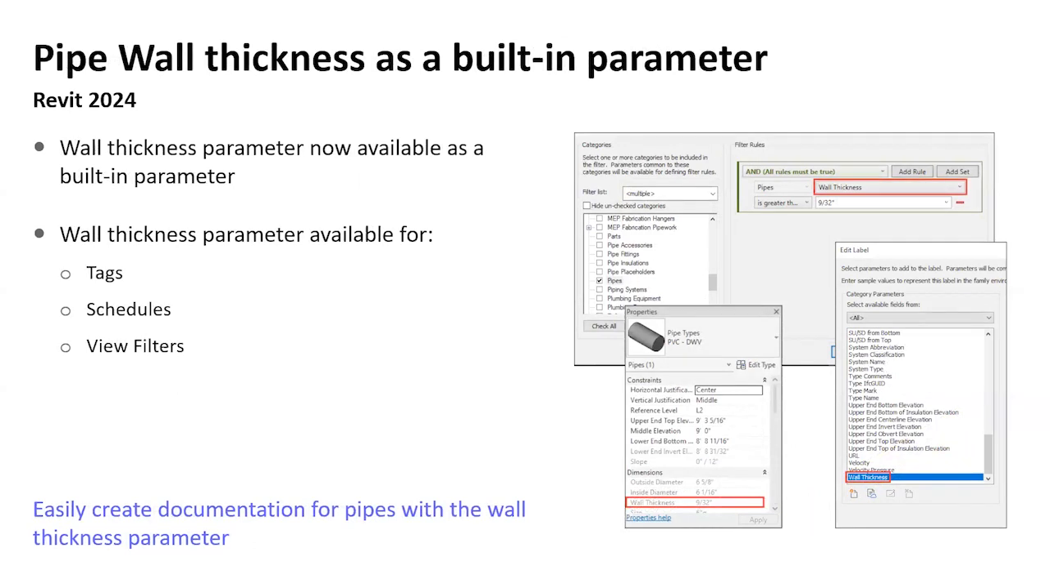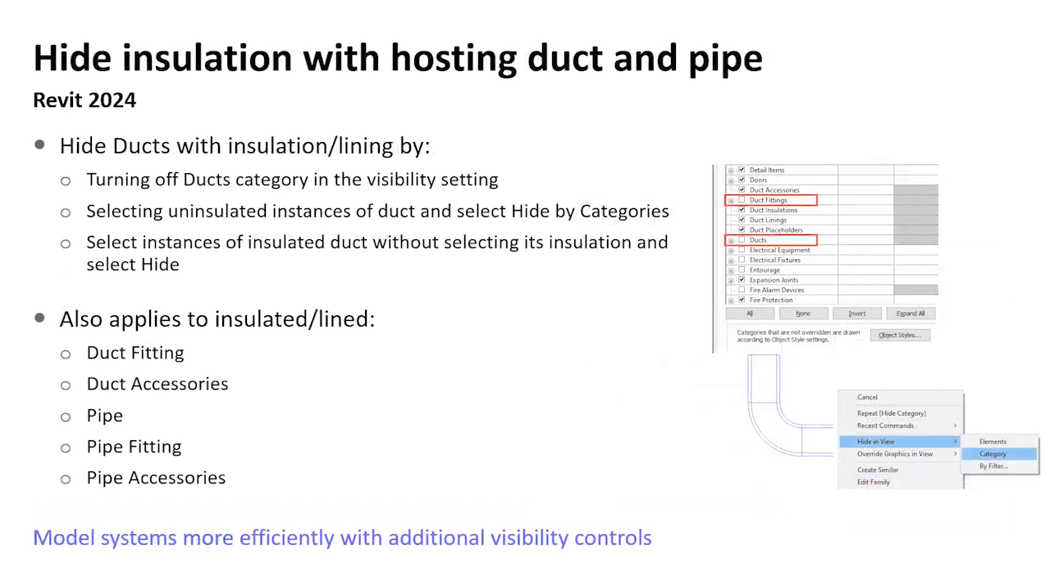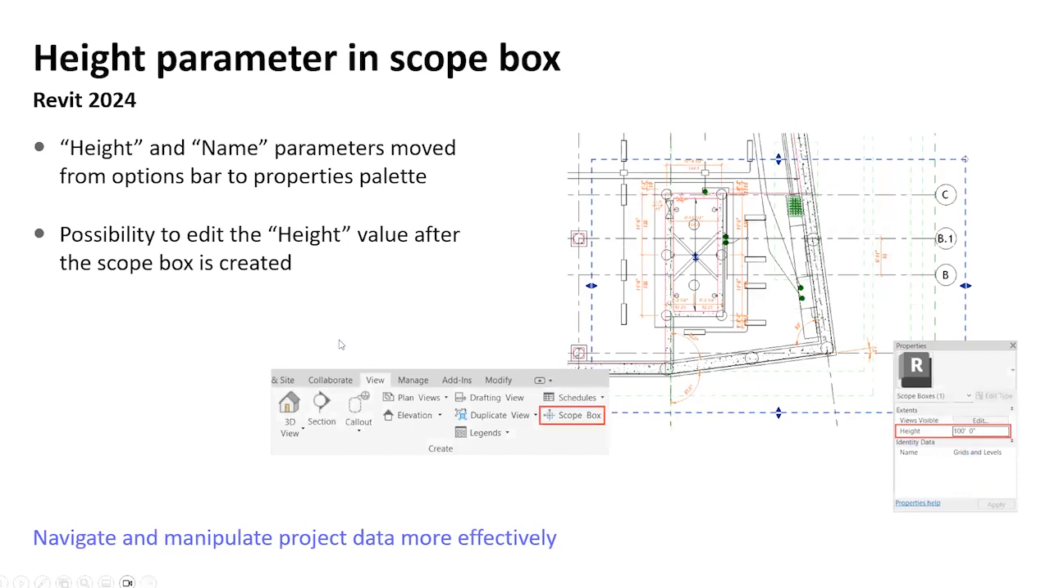There's always been an issue with thickness of pipe and thickness of insulation. So in these features, you see that we're going to be able to get this information in tags and schedules and even be able to control them in view filters. So now there's going to be more capability of visualizing insulation. So duct fittings, accessories, pipe fittings, and their accessories. Bottom line, improve efficiency when hiding ducts with insulation, or controlling ducts with insulation.